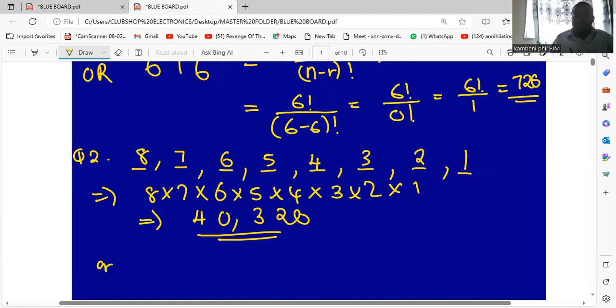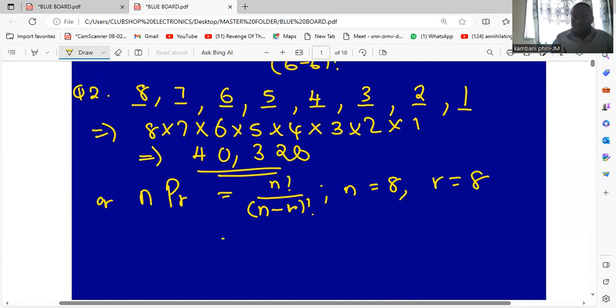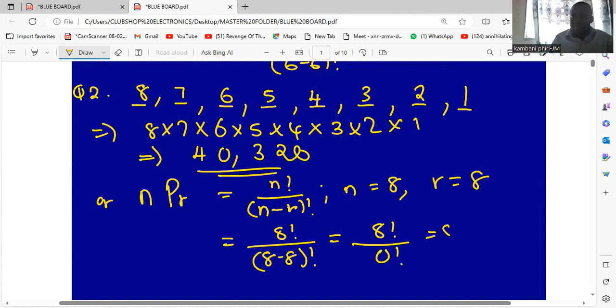Or you can say, by using this formula, it is n factorial divided by n minus r factorial, where n is 8 and r is 8. This will be 8 factorial divided by 8 minus 8 factorial. This will give you 8 factorial divided by 0 factorial, and this is 8 factorial. And 8 factorial is 40,320. So basically, that's what you do.